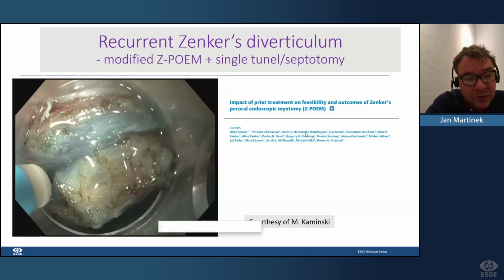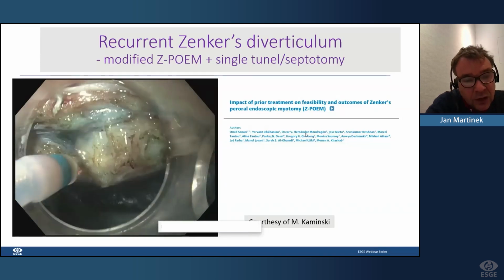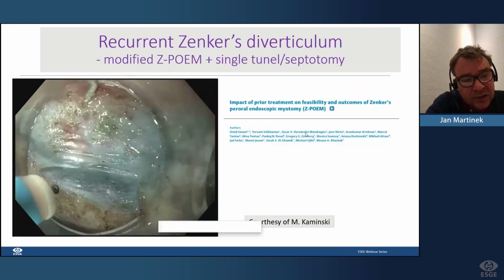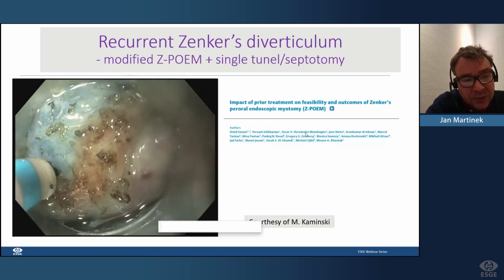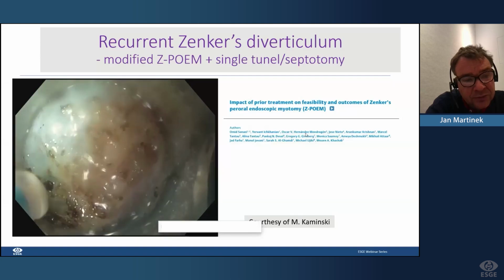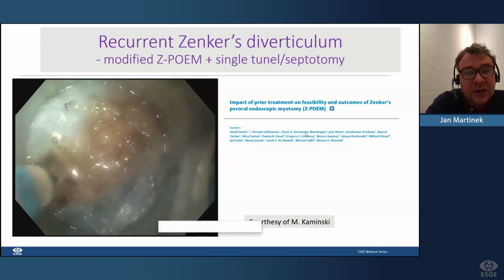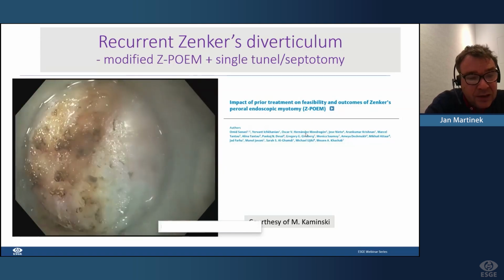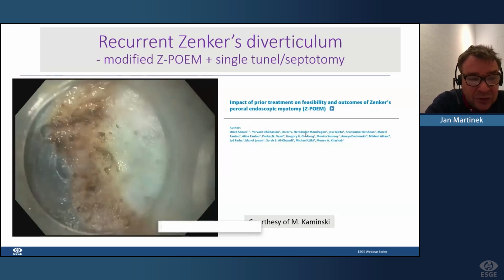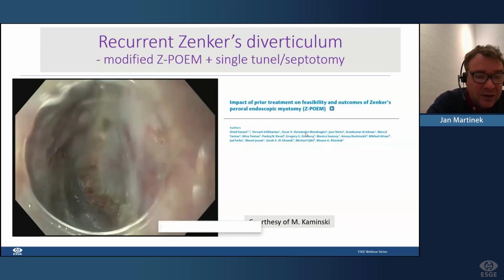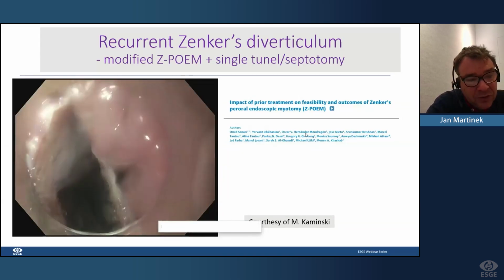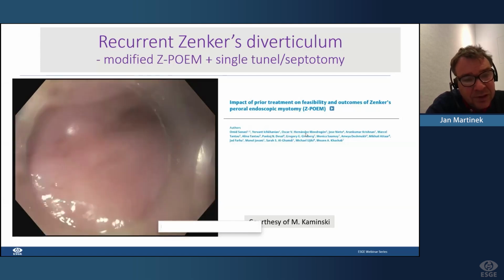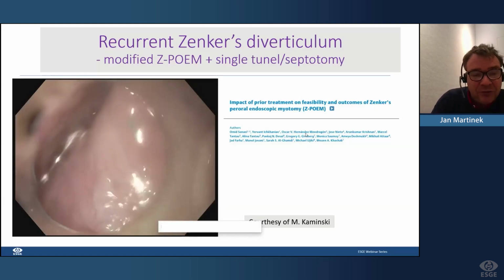So he creates only 1 tunnel on the esophageal side, and then he cuts the septum, as you can appreciate here, by using a dual knife. And this is modified ZPOM with a single tunnel septotomy. So Zenker diverticulum is kind of a game, and we can play up or down, or we can modify the techniques, and ZPOM has some different modifications, and Sandra will also show some modification of traditional septotomy.